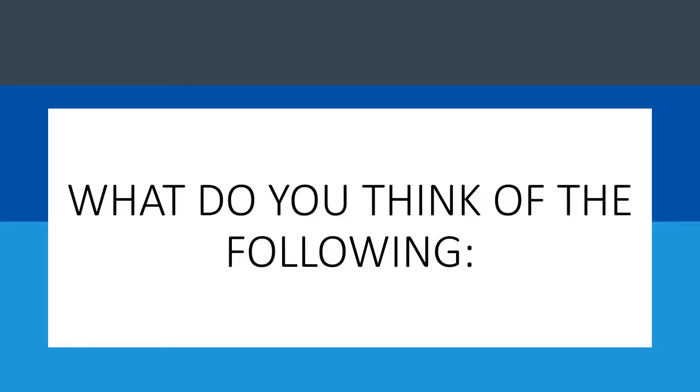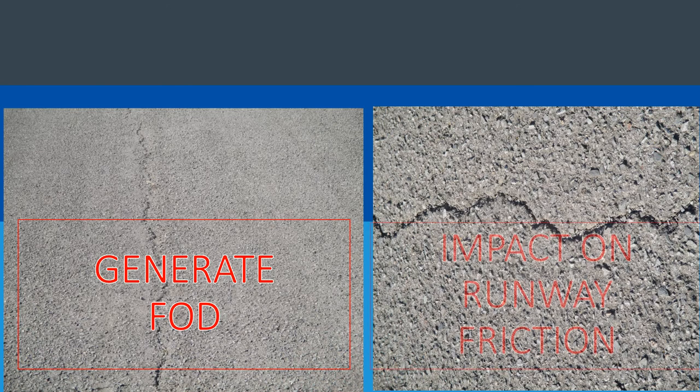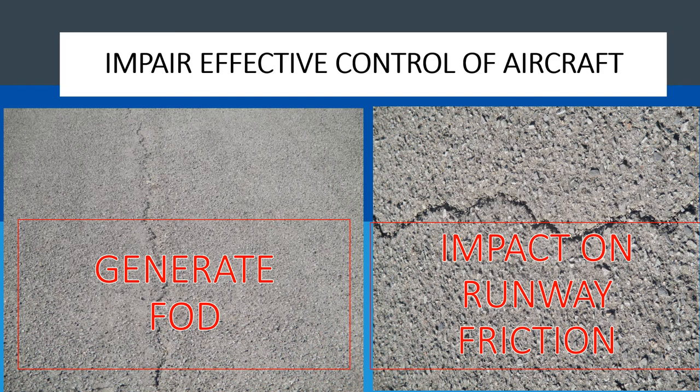What do you think of the following images? Are they okay? What challenges do they pose? Yes, the one on the left can generate FOD, which would then damage aircraft in operation. The one on the right can impact runway friction. In total, the state of the runway can deteriorate to the point that it may impair effective control of aircraft. So during your inspection, you have to take pictures of such observations and put them in a report for management to be aware.